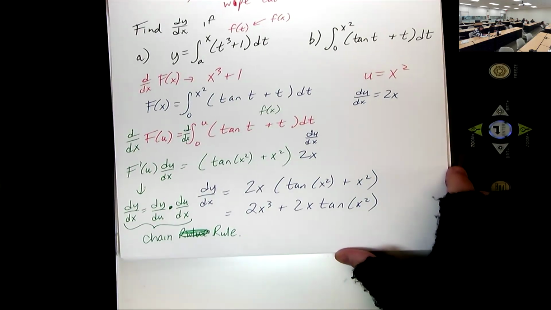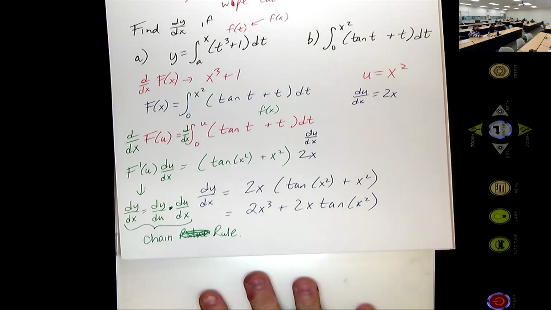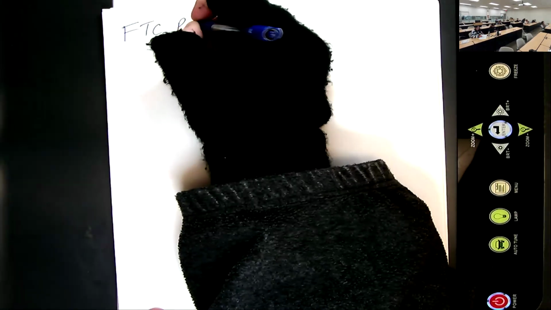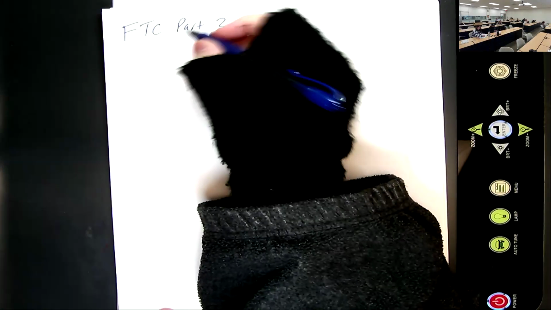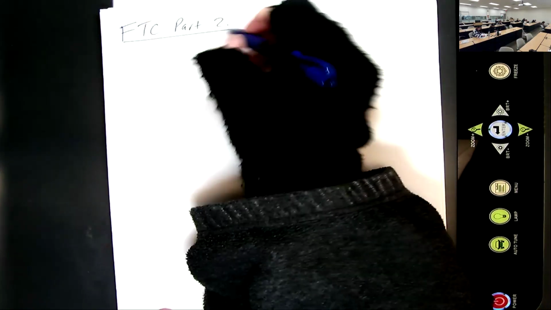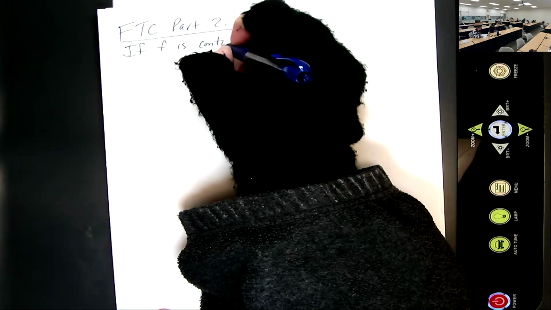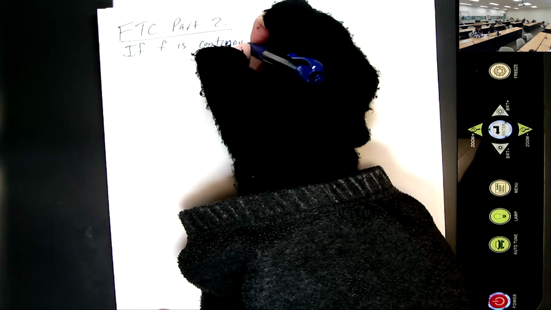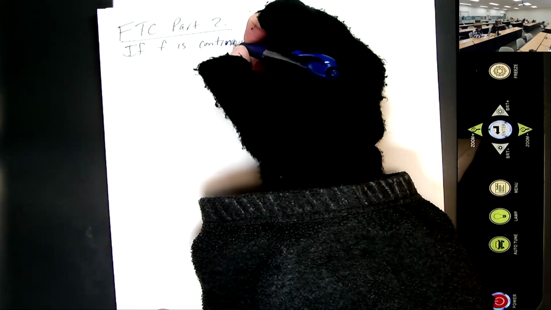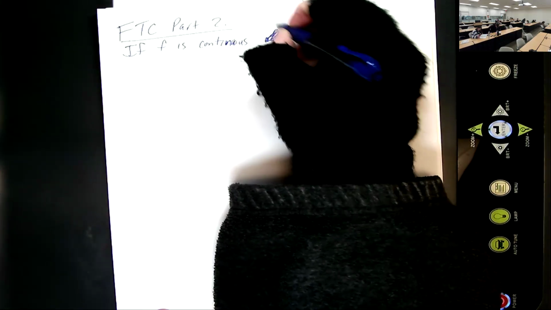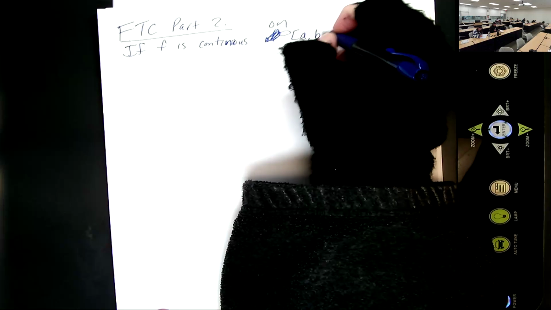Fine, number 2. Anyone need longer? Alright. FTC part 2, the good one. If f is continuous on the closed interval. Continuous. On the closed interval [a, b].